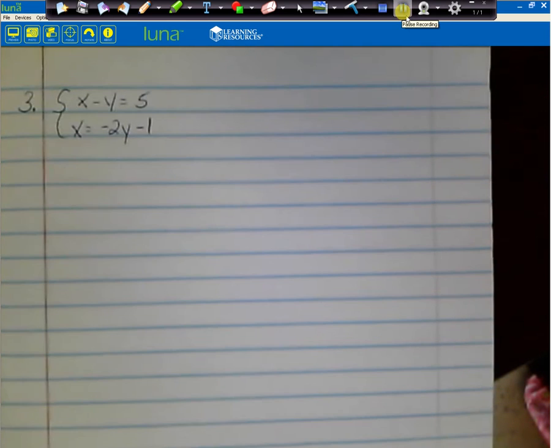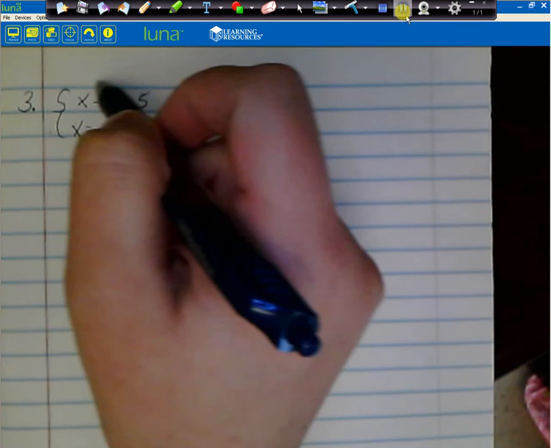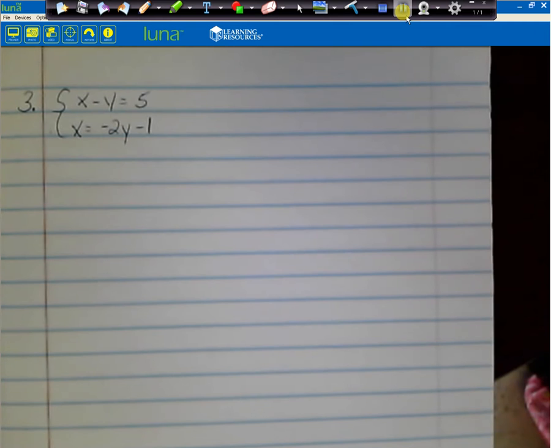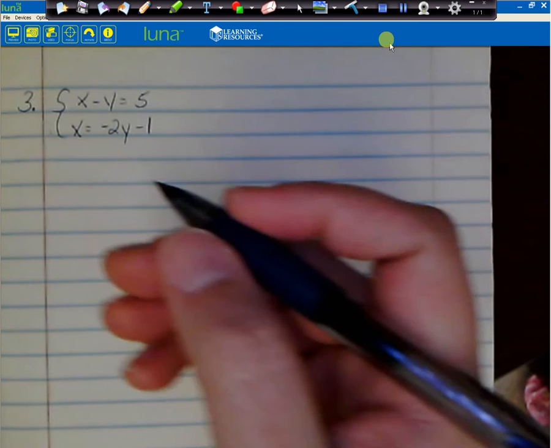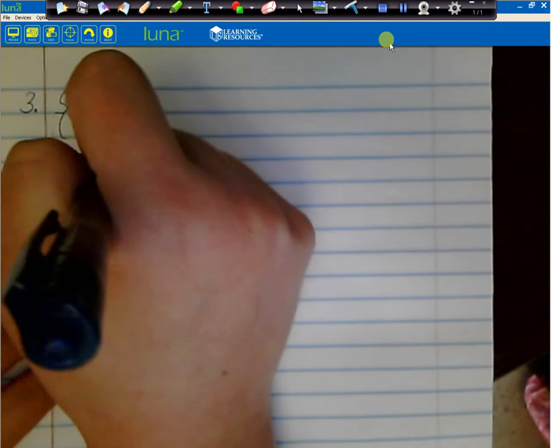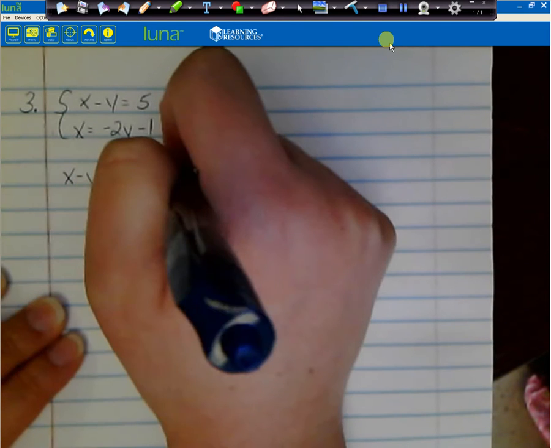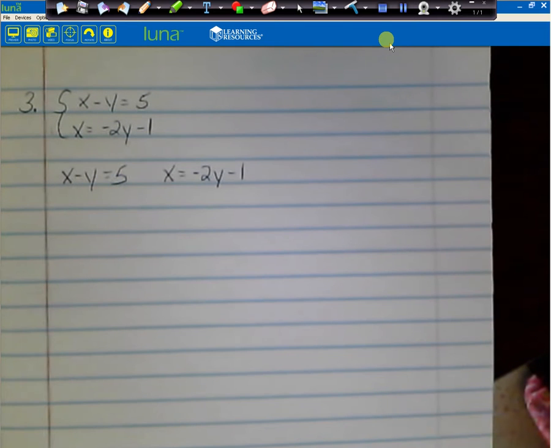All right, go ahead and write down number 3. Again, you have your braces here showing that this is your system of equations. You have x minus y equals 5, and then you have x equals negative 2y minus 1. So again, our first step here is to write these side by side. So I'm going to say x minus y equals 5, and x equals negative 2y minus 1.